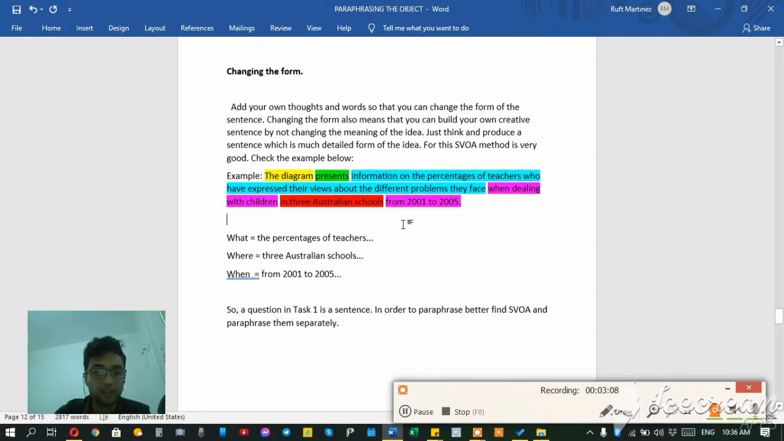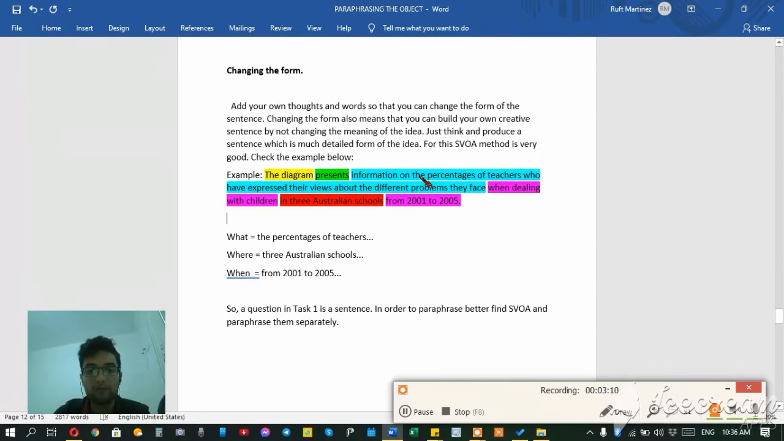So as you can see, here we have presents the information on the percentages of teachers who have expressed their views about the different problems. So here we have 1, 2 relative clauses. Teachers, we explain to teachers, we watch the diagram, and we want to say which teachers. And then we write who have expressed their views about the different problems. It is shown in the diagram. That's why I wrote this one here, they face.